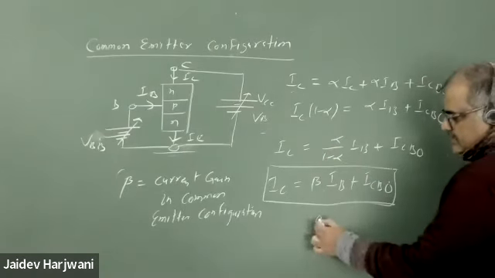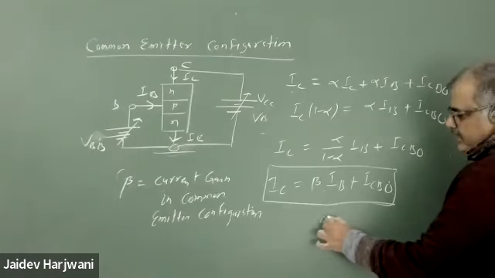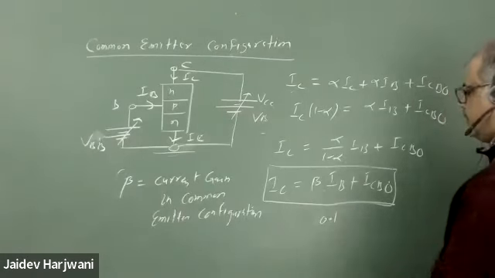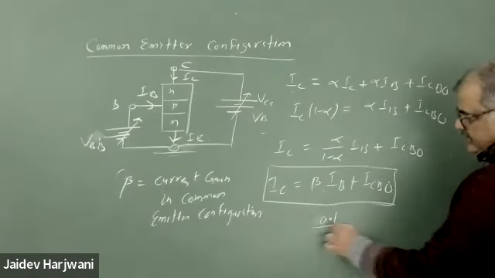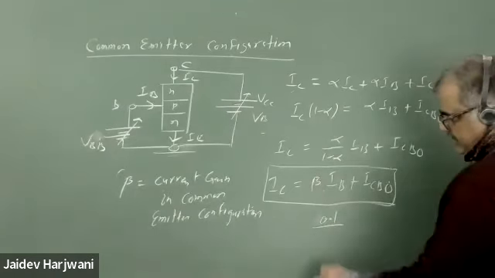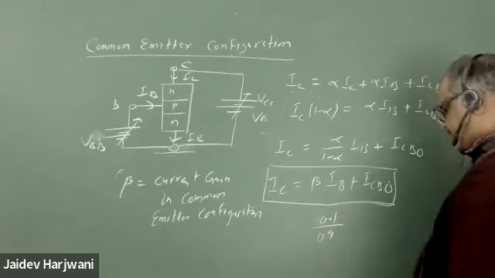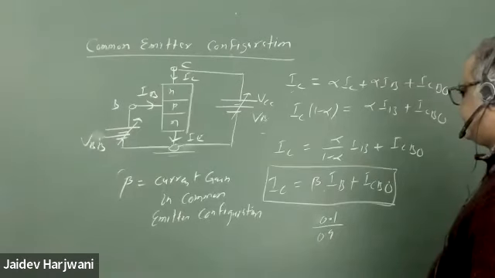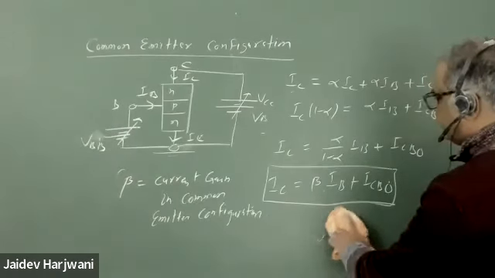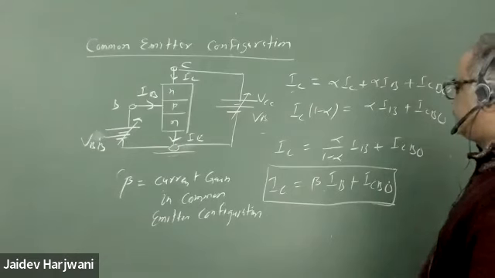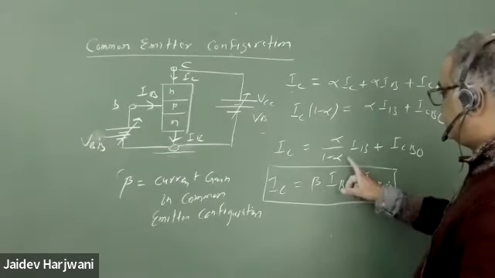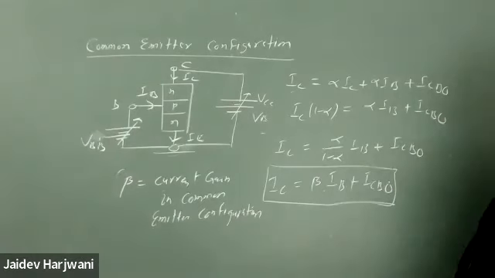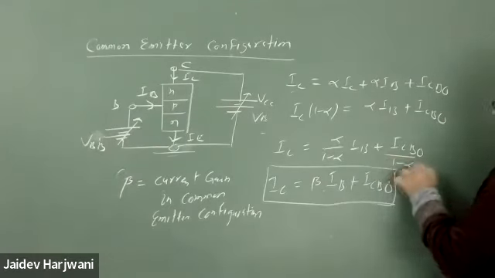So suppose your alpha is 0.9. So what will be 1 minus alpha? 0.1. So if you solve this, how much value should come? Alpha upon 1 minus alpha. 1/9? No, it's not correct. Sir, 1 minus alpha was also below ICBO. Yes. Okay, 1 minus alpha.